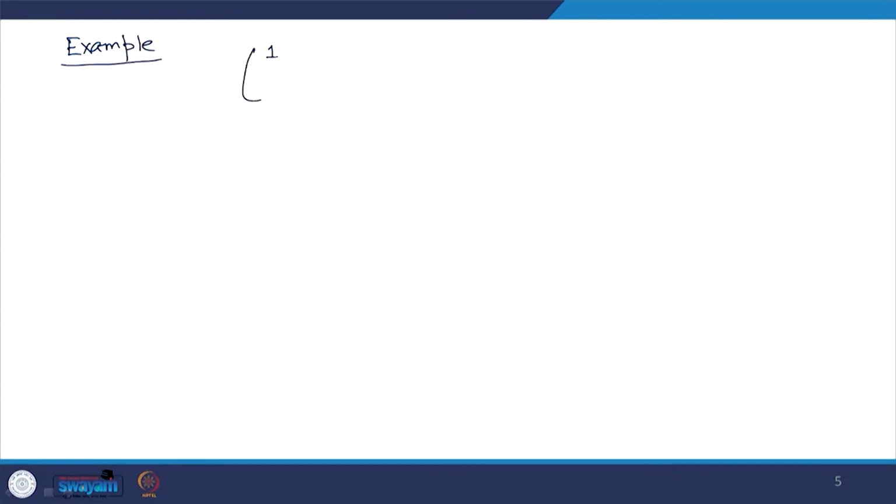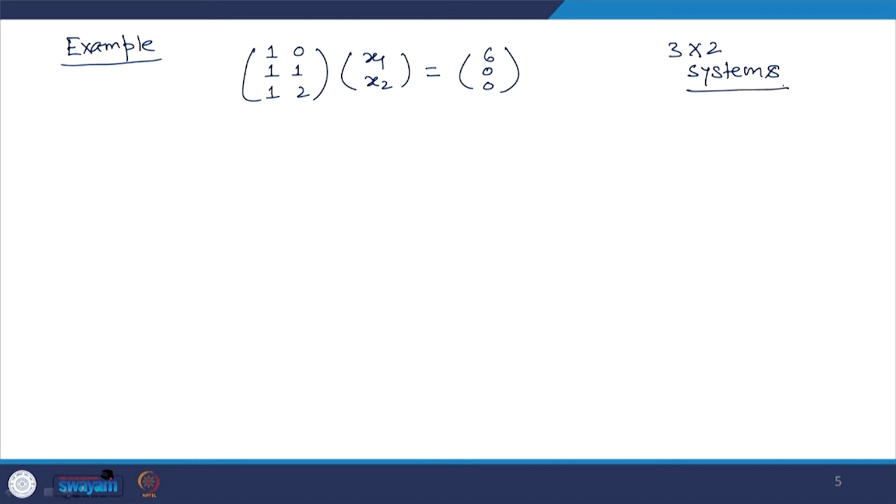So, what I am having is the matrix [1 0; 1 1; 1 2] into [x1; x2] equals [6; 0; 0]. So, it is a 3 by 2 system, meaning 3 equations in unknowns x1 and x2. So, it is an overdetermined system. So, we have to go for least square approximation.